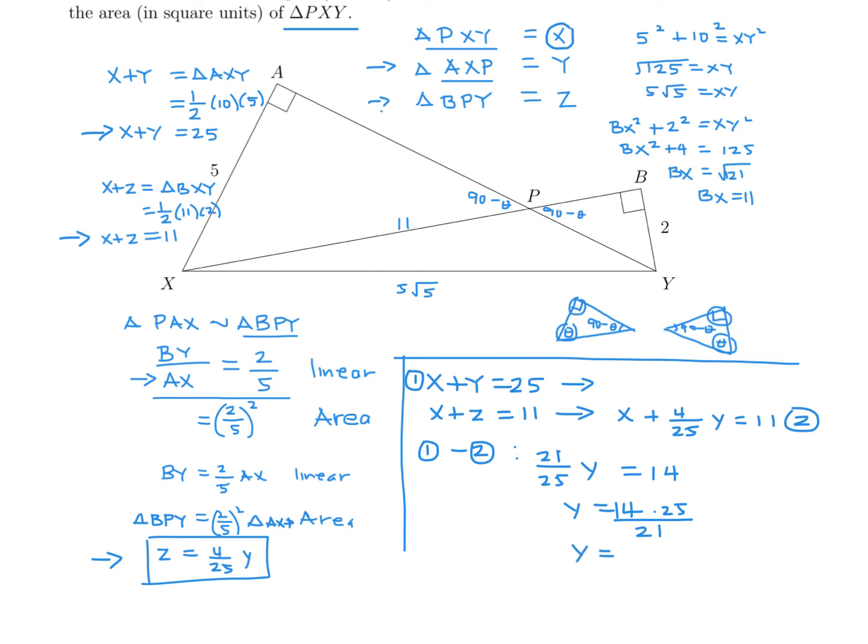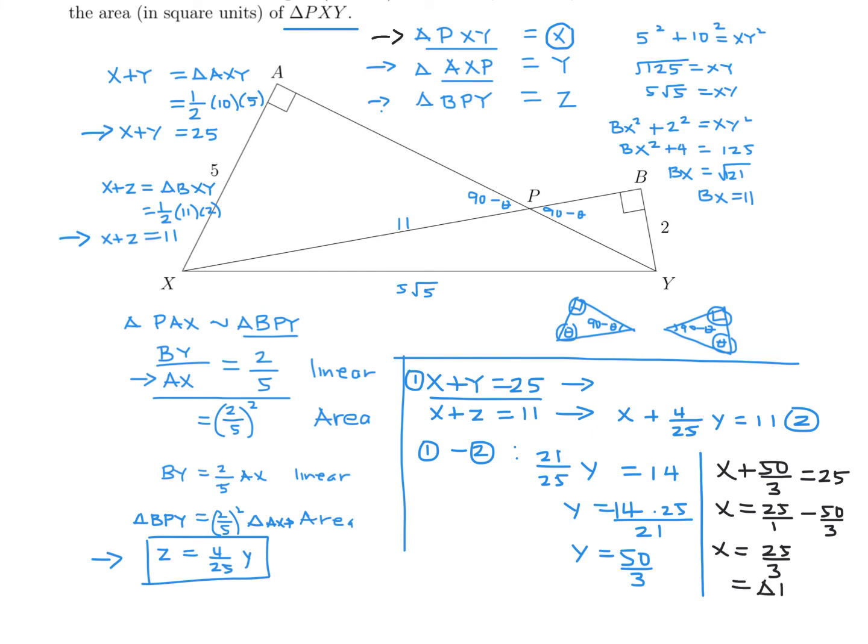And that looks to me like 2/3 of 25. So that's going to be 50/3. Yeah, 50/3. And then to get X, I can just substitute it back into this formula. And therefore I've got X plus 50/3 is equal to 25. So X would be 25/1 minus 50/3. So that's going to be 75 minus 50, so 25/3. And X is what I had chosen to represent triangle PXY, which is what they wanted me to figure out.